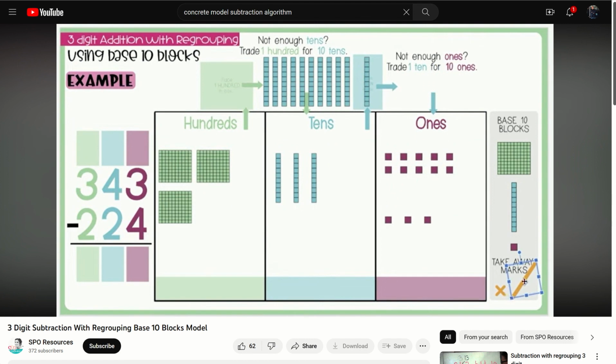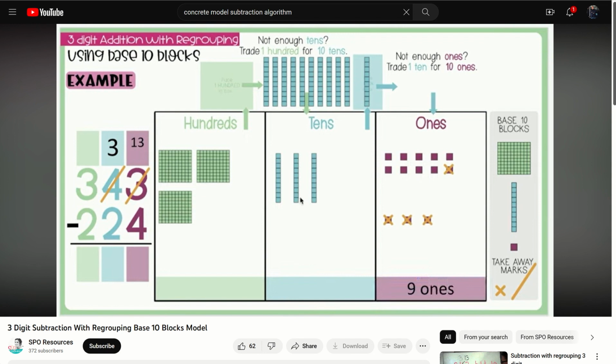Now, in the standard algorithm, I no longer have 4 tens. I have 3 tens. So I'll cross out the 4 and put a 3 on top. I also no longer have 3 ones because I added 10 more ones. I have 13 ones, so I'll cross out the 3 and write 13 in the box. Now that I have 13 ones, I can take 4 ones away. After taking away 4 ones, I am left with 9 ones. I will type 9 ones in the box.